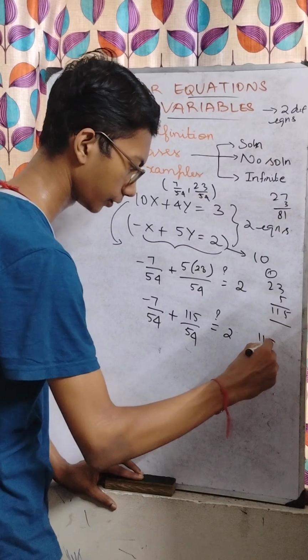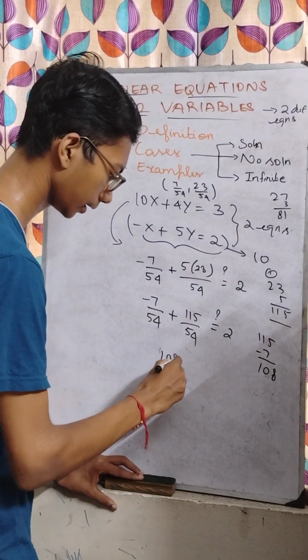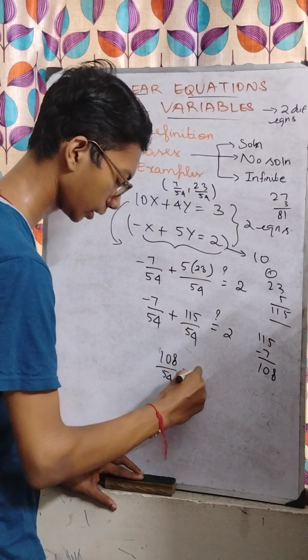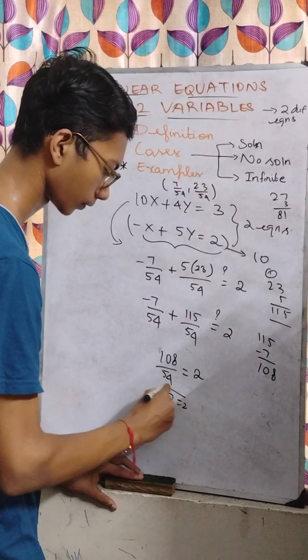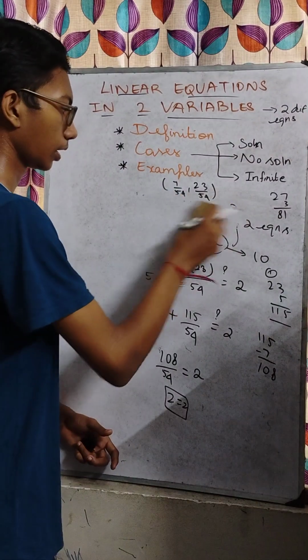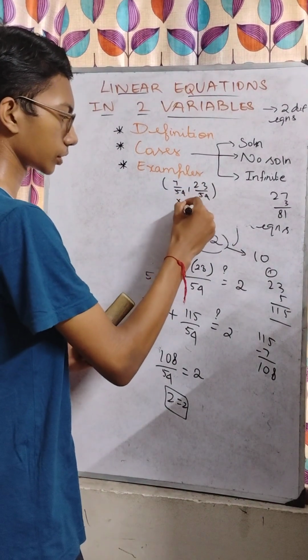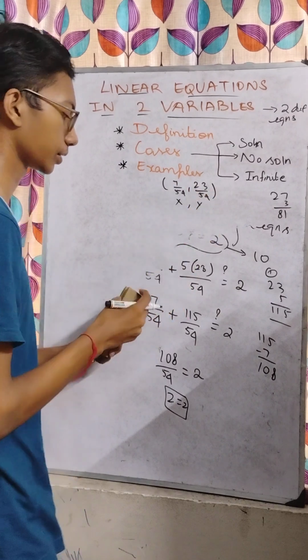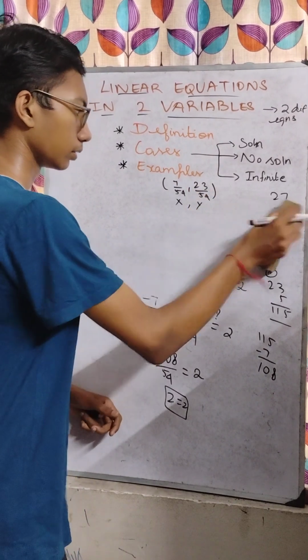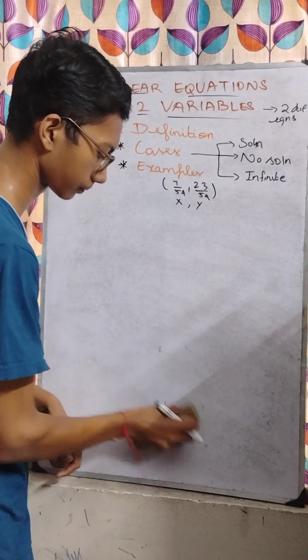So 115 minus 7 gives 108. So 108 by 54 equals 2. So our answer is correct. So that's how we'll check. And we need to write in this format where the first one is the answer for x and the next one is the answer for y. Now we'll do some simple equations.